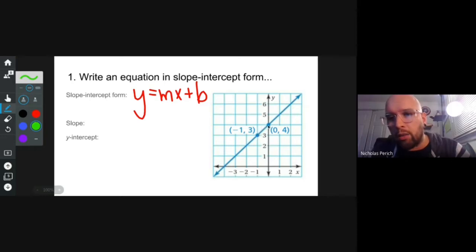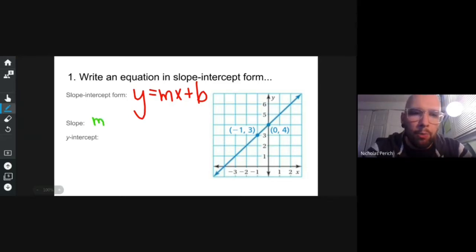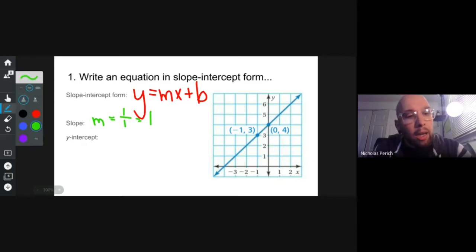So I already have 2 dots. That's nice. I can go from this dot to that dot, and the way I go is up 1 over 1. So my slope is up 1 over 1. And last time I checked, 1 divided by 1 is 1. And so it's positive 1.